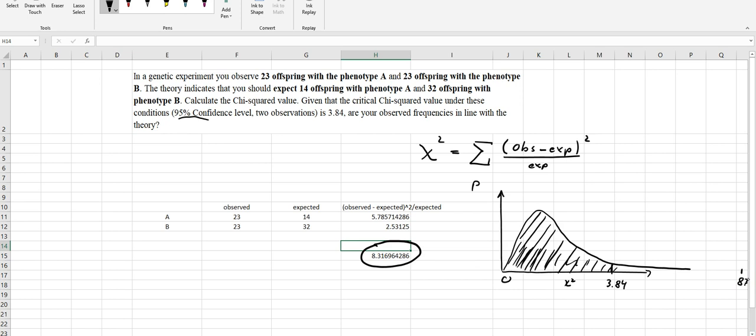So this means that our calculated chi-square value is way out of the 95% confidence interval that we have constructed here between 0 and 3.84. This actually means that the observed data are way out from what we would expect from the theory, and therefore it is very clear that the data we observe are not in line with the data we would expect from our theory.